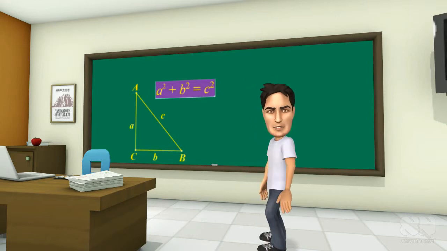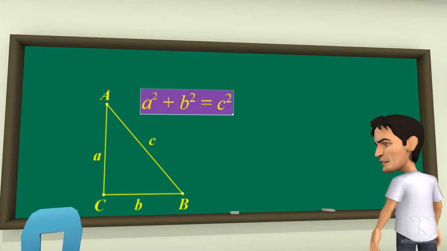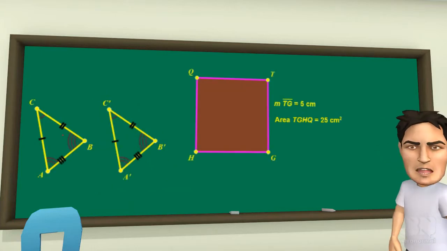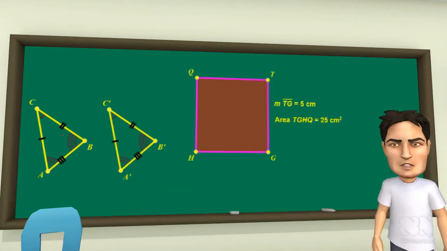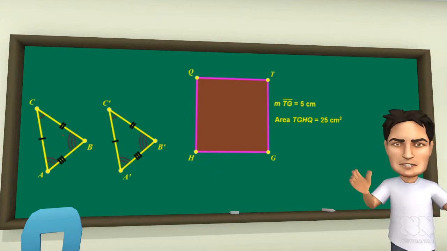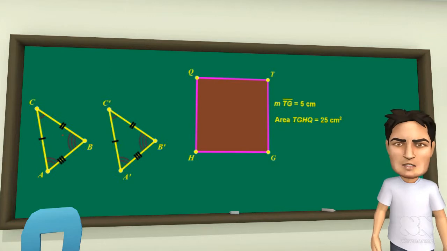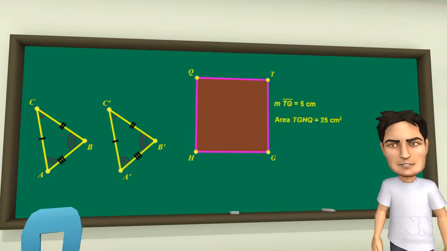So let's get started. For this demonstration, it will be helpful to remember that if two triangles are congruent, that means all of their corresponding parts are congruent. And the area of a square is found by squaring the side length. In other words, multiply the side length times itself.